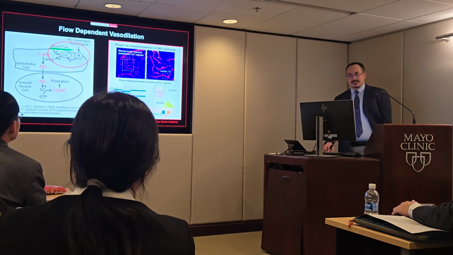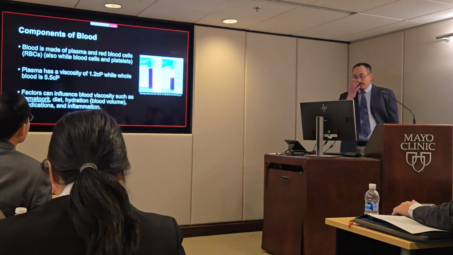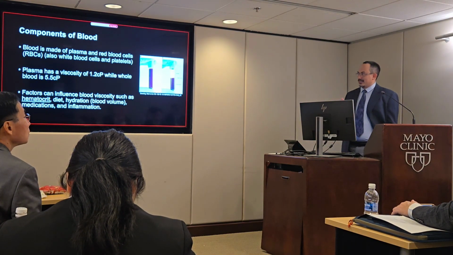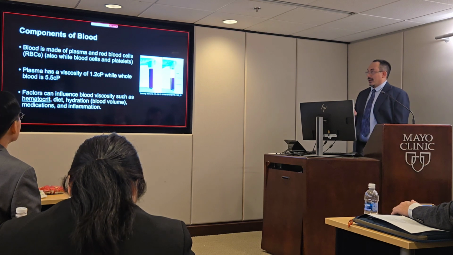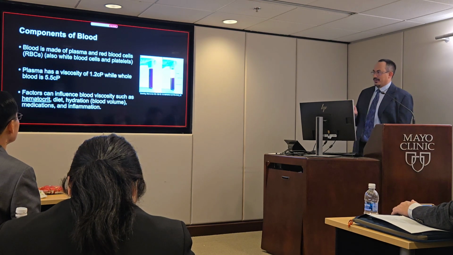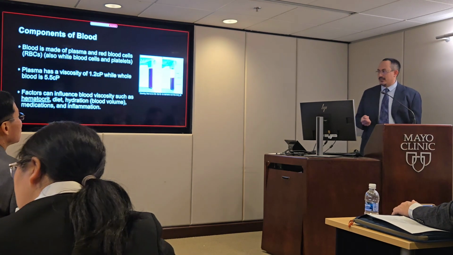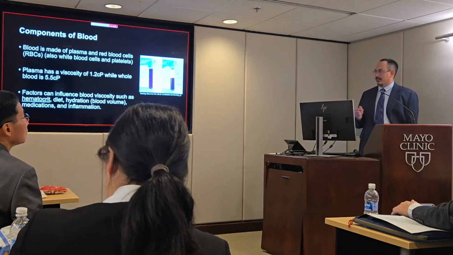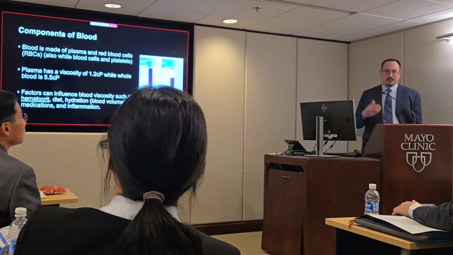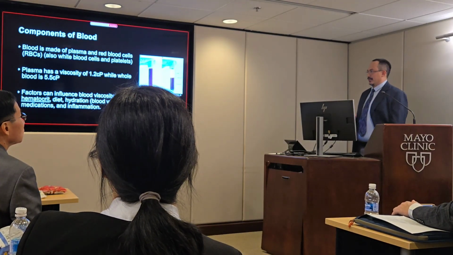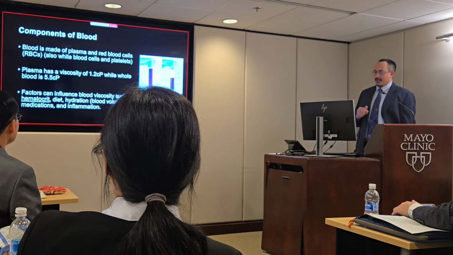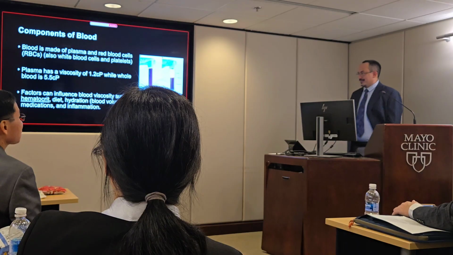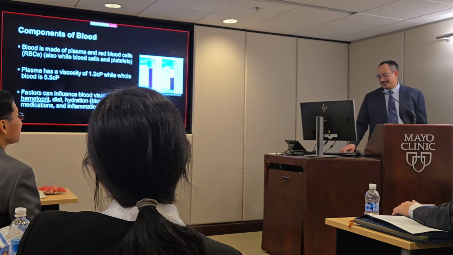And so we turned to viscosity. So blood, as we all know, is made up of plasma and red blood cells. Plasma has a viscosity of 1.2 centipoise. Whole blood has a viscosity of about 5.5. So the more red blood cells you have, the higher the viscosity. And there are a lot of factors that can actually affect the viscosity of the blood. In this case, hematocrit for one. The more red blood cells you have, the thicker your blood is. Diet, hydration, medication, inflammation, aging, or the high-fat diet, the case we're going to talk about.